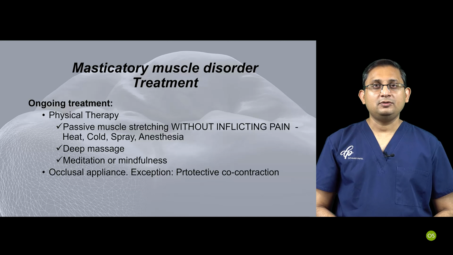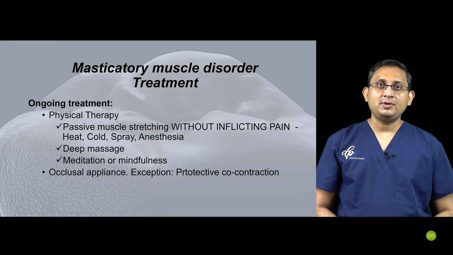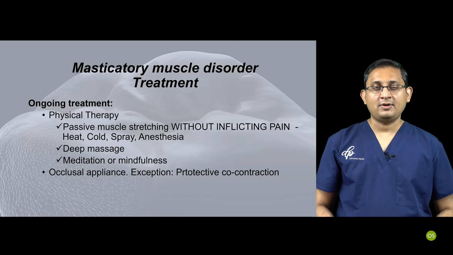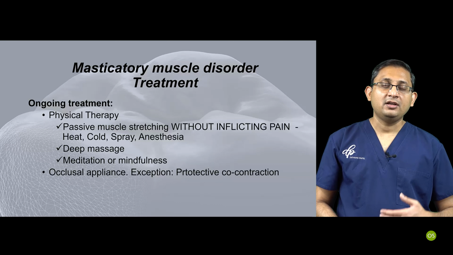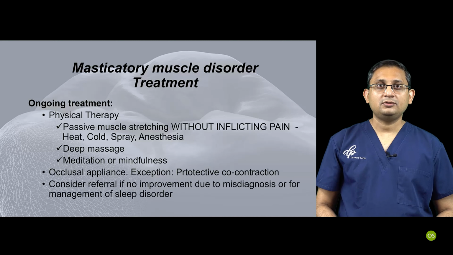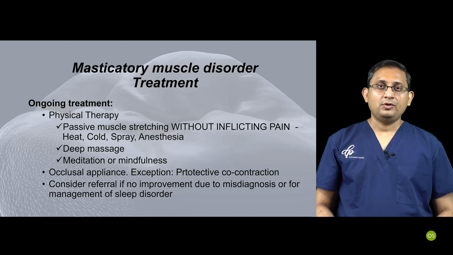Obviously, you can give them an occlusal appliance such as a stabilization splint. One of the exceptions is protective co-contraction. As we know from the previous video, it's a very transient issue. In protective co-contraction, what you need to do is eliminate the reason why it happens. So if it's a high crown or high filling, you need to eliminate that as soon as possible so the cycle does not start. And it's quite soon, so by eliminating the factor, you should be able to help.